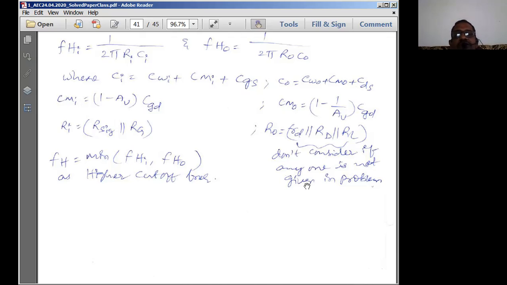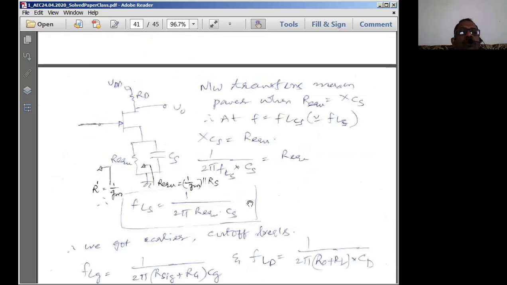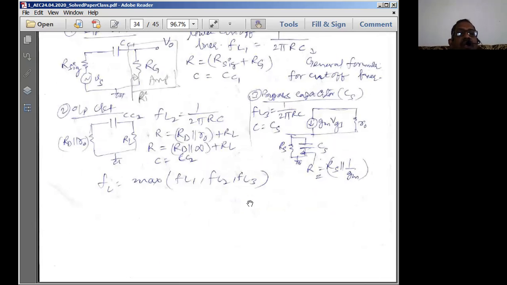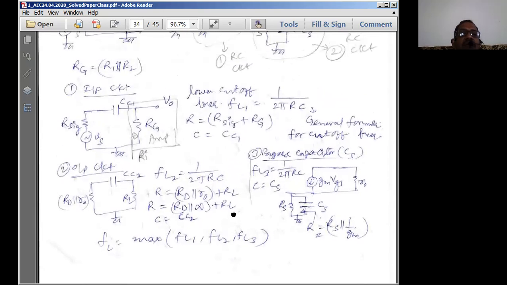Frequency response can be easily drawn by knowing these two values, the upper cutoff frequency and the lower cutoff frequency. For the lower cutoff frequency, as we discussed from the previous circuit, we take the maximum of FL1, FL2, FL3. So these two final design equations are important. FL is taken as equal to the max of these three. Similarly, the upper cutoff frequency FH can be taken as equal to the minimum of the two cutoff frequencies we have to consider.